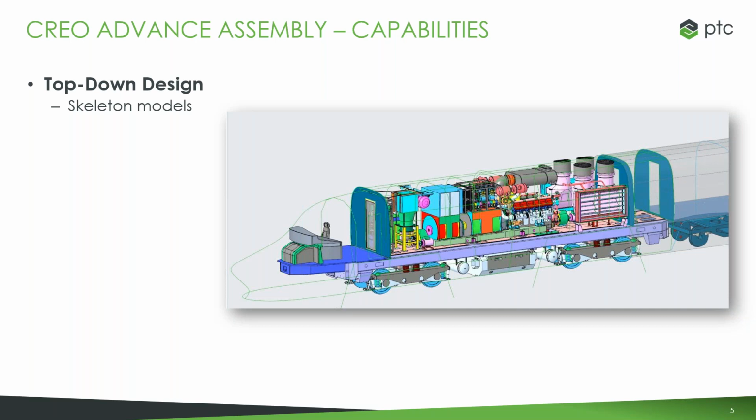You can also distribute this skeleton data to establish design criteria and support concurrent development. What that means is basically this skeleton model, let's say you're building this train here.